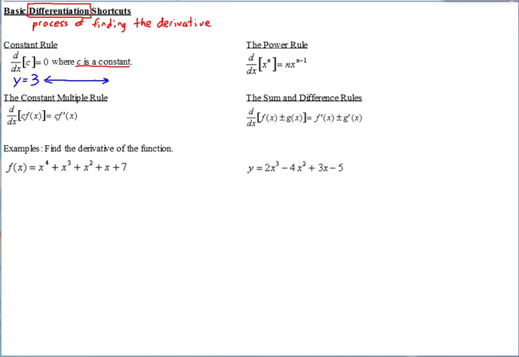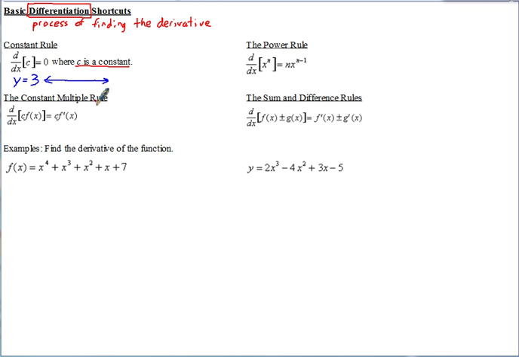Then, the rule when you have just a basic x raised to some constant exponent is called the power rule. So x raised to a power. You just bring the exponent out in front, and then subtract 1 from the exponent. So you reduce the exponent by 1.